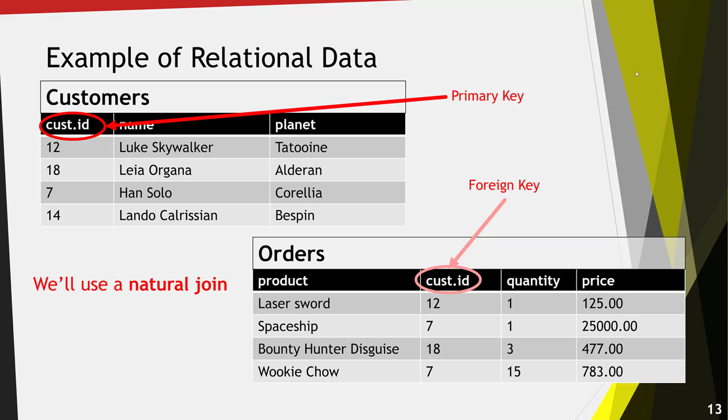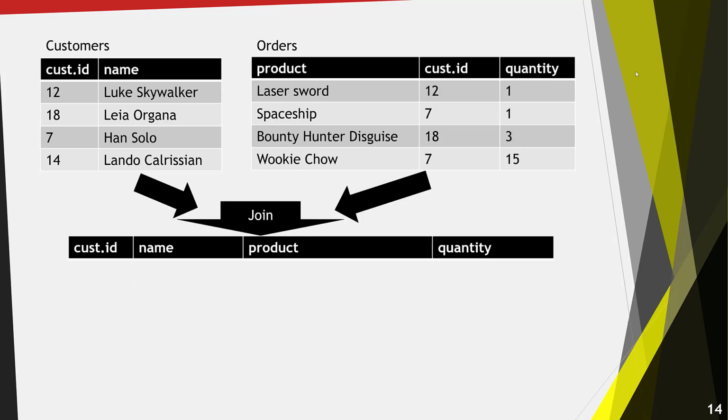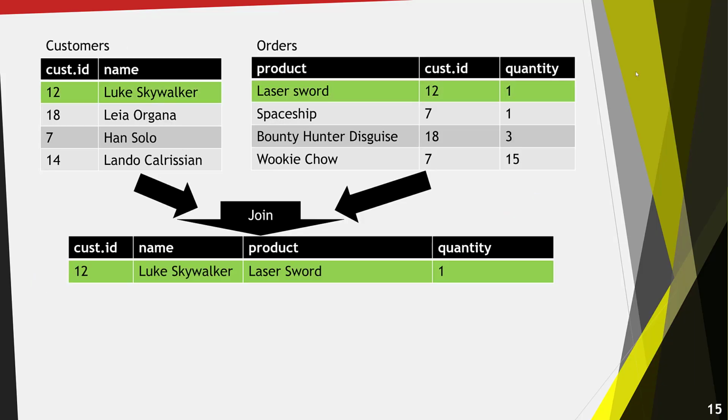To start with, we'll think about combining these tables with a natural join. The only common variable name between the two tables is this cust.id, and we'll assume that variable forms the relationship between the two tables. So how does a join between these two tables work? Looking at the customers table, cust ID 12 corresponds to Luke Skywalker. In the orders table, there is one order with cust ID 12 for one laser sword. The joined table has a record, customer ID 12, Luke Skywalker, for one laser sword.